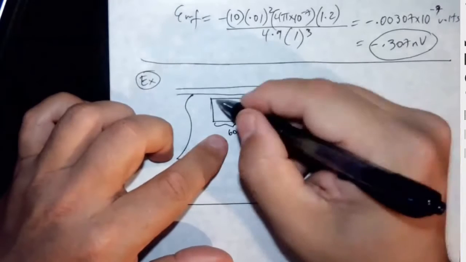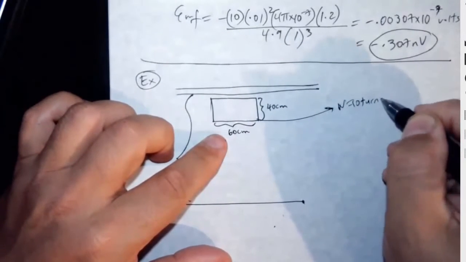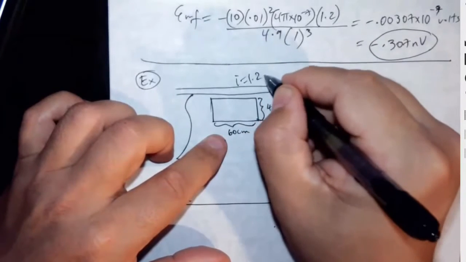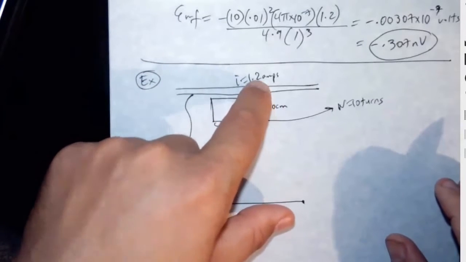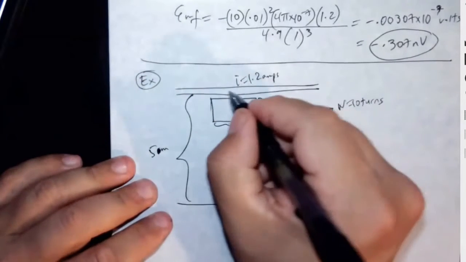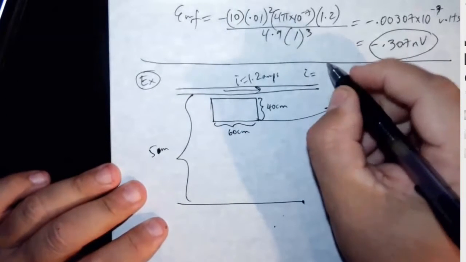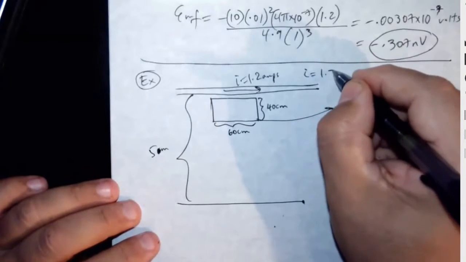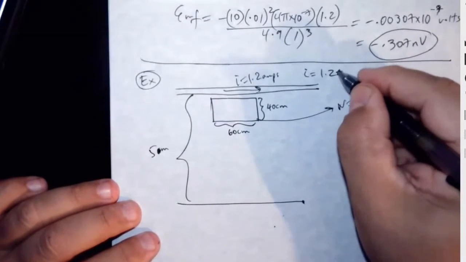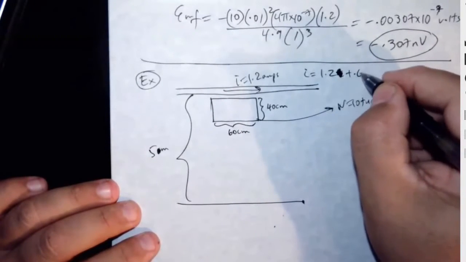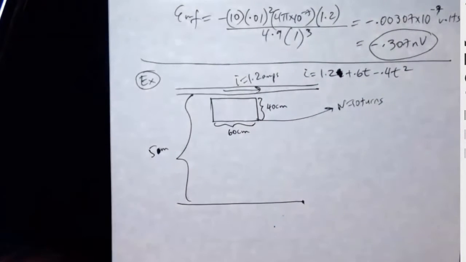And we could also make a bunch of turns there. So we could say N is 10 turns, and the current is 1.2 amps. If we want, we could even add another effect. Let's say the current is going to the right, and let's say the current itself is non-uniform. Oh my gosh, 1.2 plus 0.6 t minus 0.4 t squared, some weird current function.